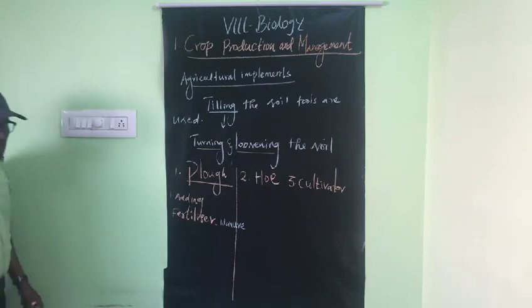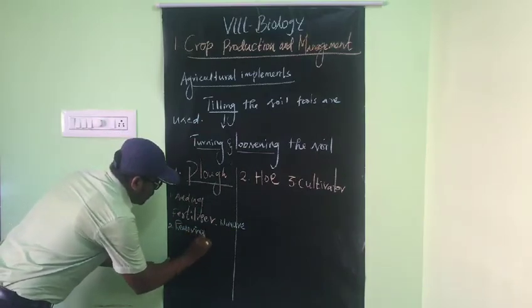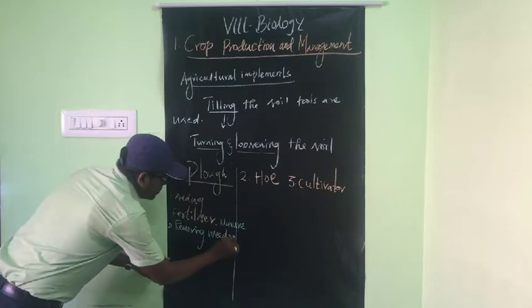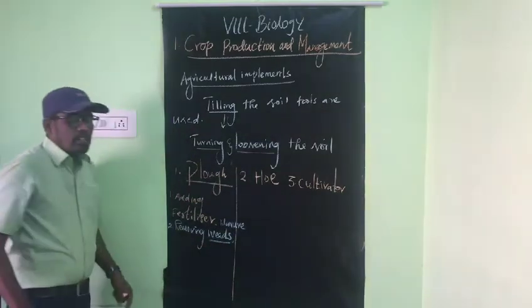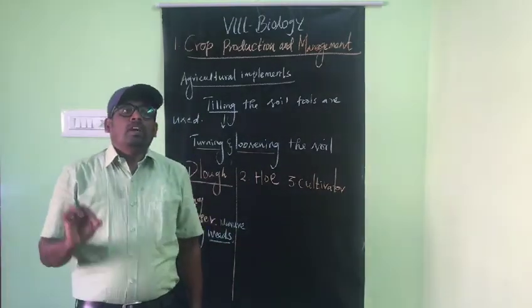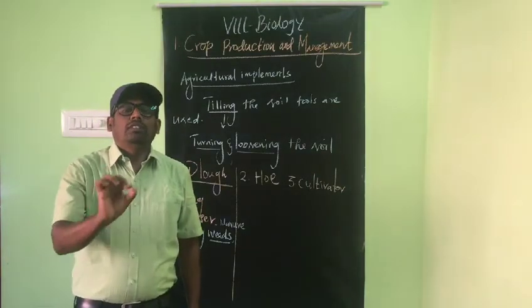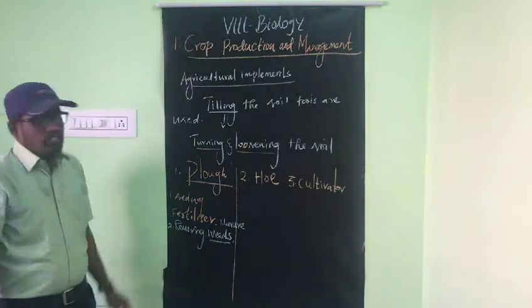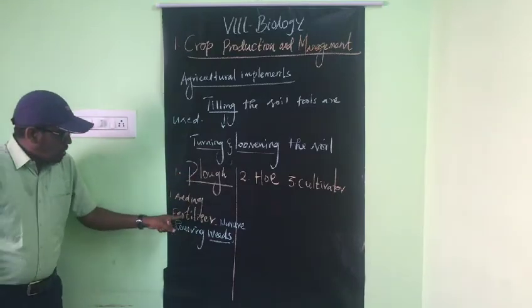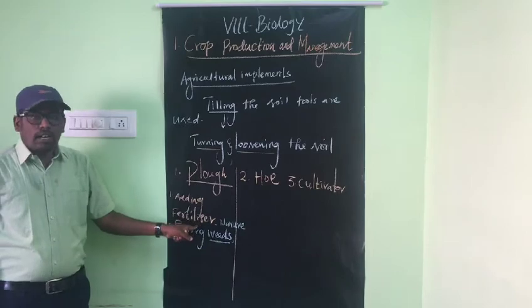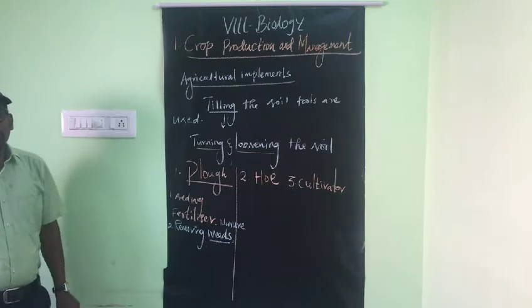The second one is removing the weeds. What is a weed? I already told you in the last class. Weeds are unwanted plants which grow along with the major crops. So when you use the plough, the soil is ready to add manure and fertilizer, and it also helps to remove the weeds.